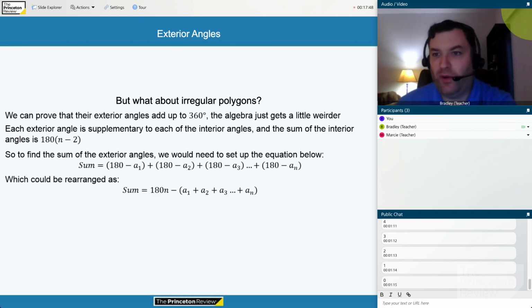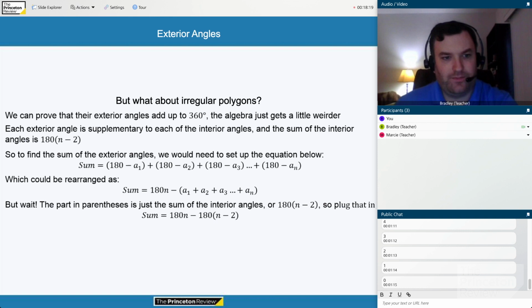So we can rearrange this. If you notice, each term in this list of n terms is being subtracted from 180. So we have n 180s, each of which is being subtracted from an angle. So we can just regroup this to say that the sum is 180 times n minus the quantity angle 1 plus angle 2 plus angle 3 all the way up through adding angle n. But wait, that part in the parentheses is just the sum of all n interior angles, which we know is 180 times n minus 2.